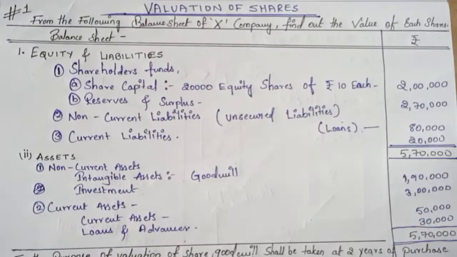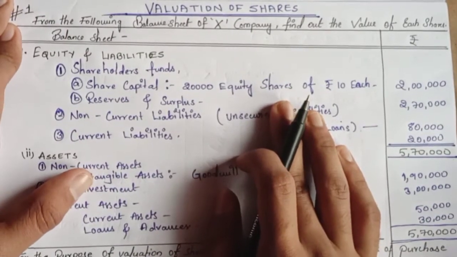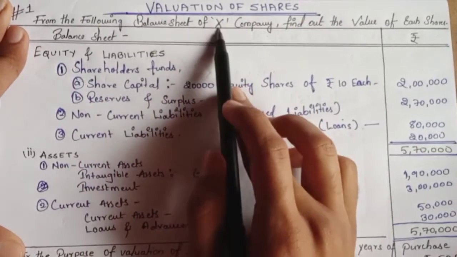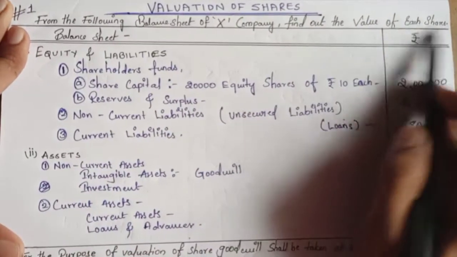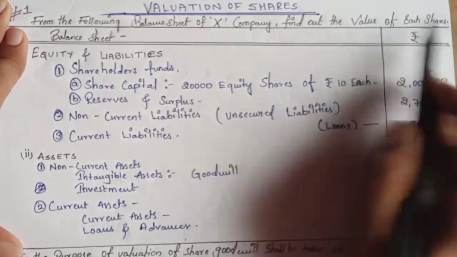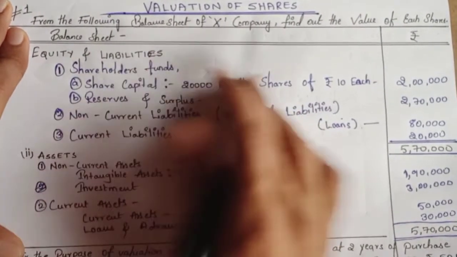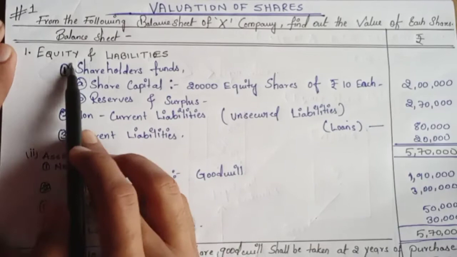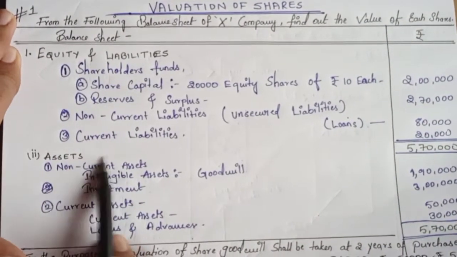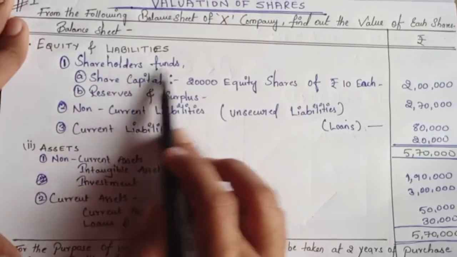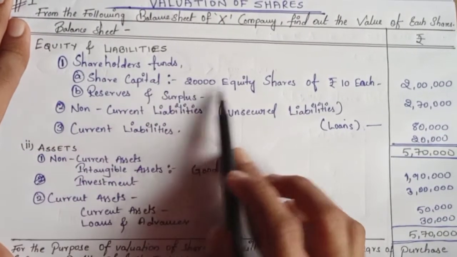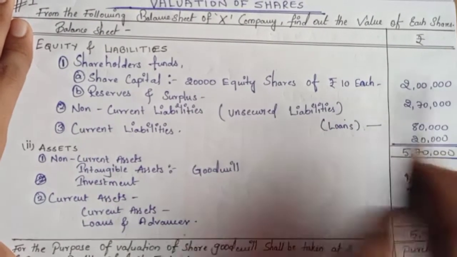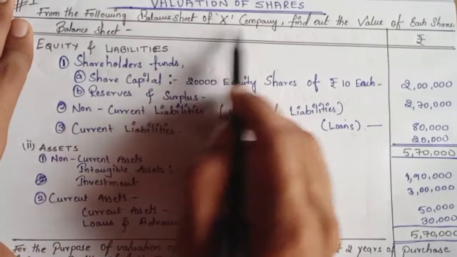Okay, so here a problem of valuation of shares is given. What have they given? From the following balance sheet of X company, find out the value of each share. The X company balance sheet is given here horizontally, right? They have given the equity and liabilities and also the assets. In first, the shareholders' funds is given, that is share capital 20,000 equity shares of 10 each. So 20,000 into 10 is 2 lakh rupees, that is the share capital of company X, right?